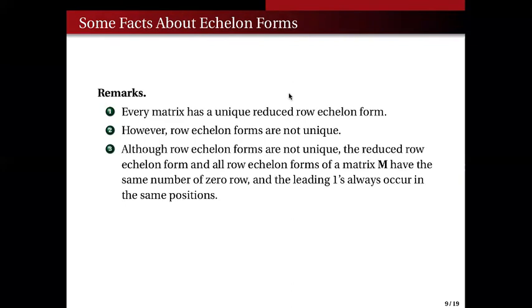Now, although the row echelon forms are not unique, the reduced row echelon form and all row echelon forms of a matrix M have the same number of 0 rows. Okay? And the leading ones always occur in the same position.